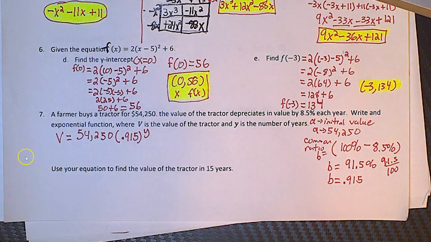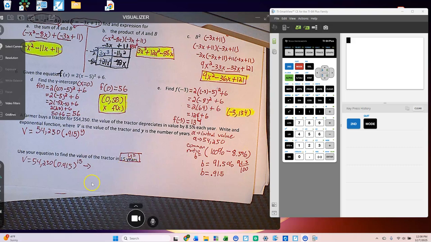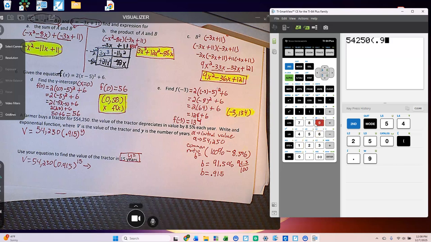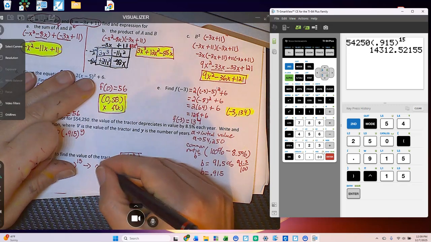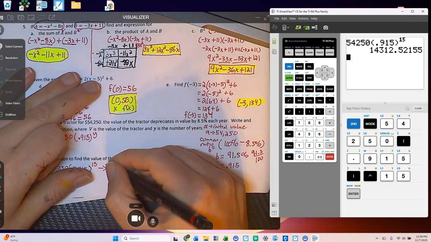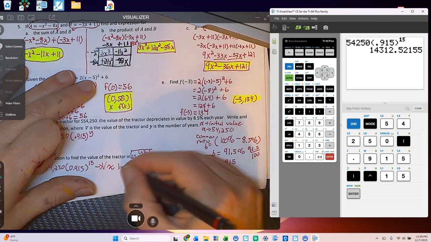Okay, so all right, give me a second to queue up the calculator. It's telling us y is 15 years. So 54,250 times that ratio to the 15th power. The value would be approximately 14,000.